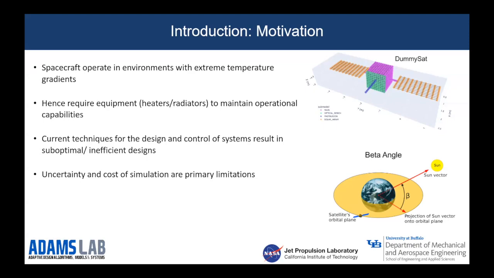If you're modeling something in space, we know that there are extreme temperature gradients, and these are hard to simulate. The reason we do this, obviously, is because we sometimes need active control, right? We need heaters and radiators to bring the spacecraft and the subcomponents into operable ranges. And the current techniques are sometimes maybe too conservative and still have a lot of uncertainties, right?